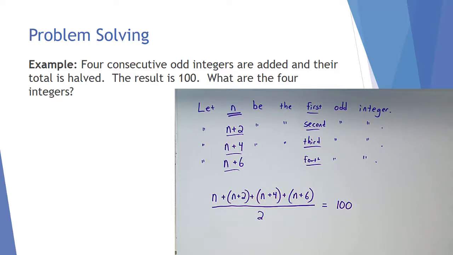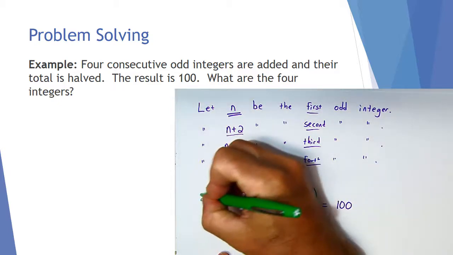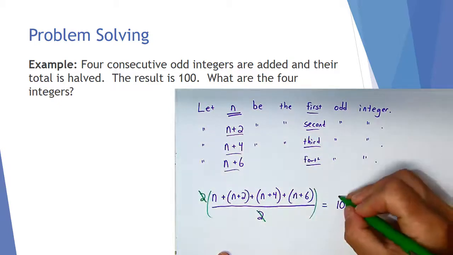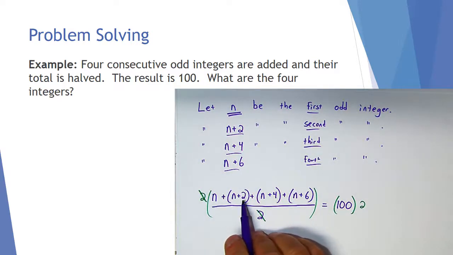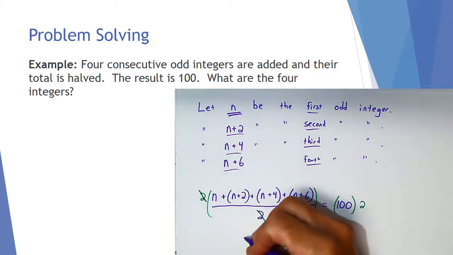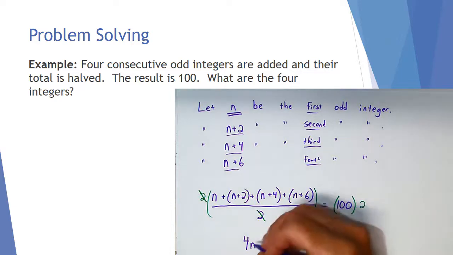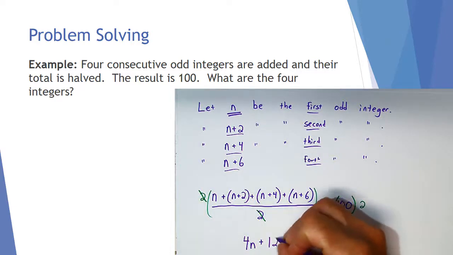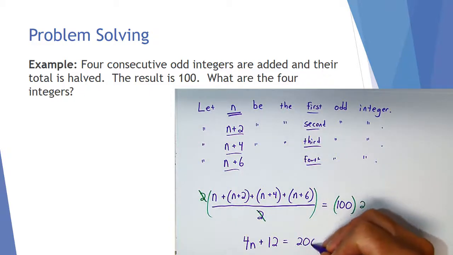Well, as always, we've got a big old fraction here, so let's multiply both sides of this equation by 2. On the left side, that cancels off, and on the right side, we end up with 200. Now we can combine some steps here. Let's put some like terms together. We've got n plus n plus 2 plus n plus 4 plus n plus 6. That's a grand total of 4n. And 2 plus 4 plus 6, that's a total of 12. 4n plus 12 is equal to 100 times 2, that's 200.